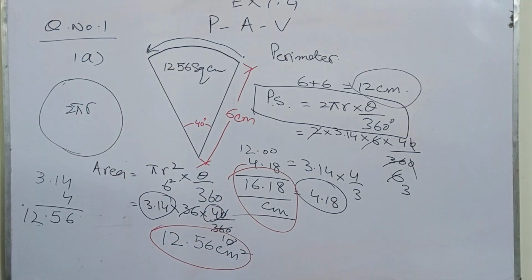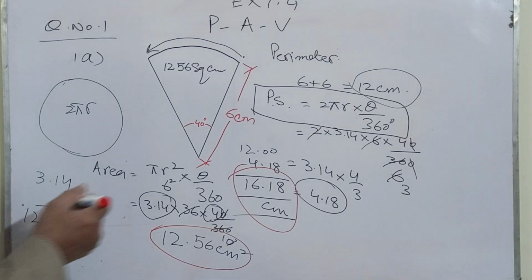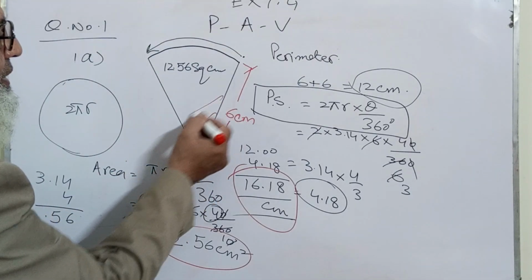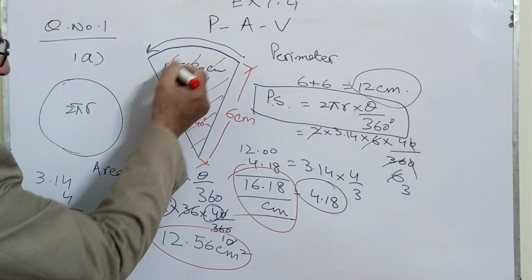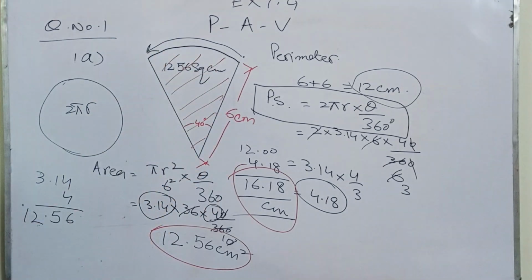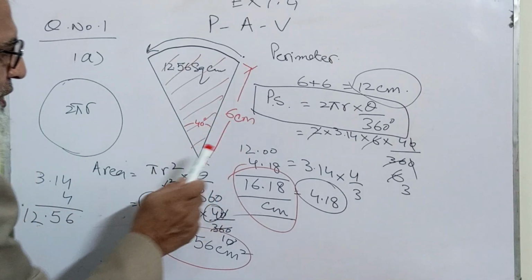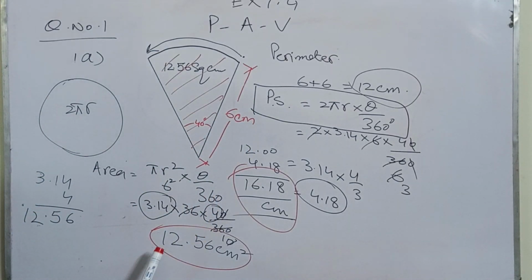But if you want to find the area, which is the colored portion, it is also a sector, and the angle is given, it is 40 degree, and the length of the radius is 6 centimeter. Then we have 12.56 centimeters square. So I hope that this question is clear to you.